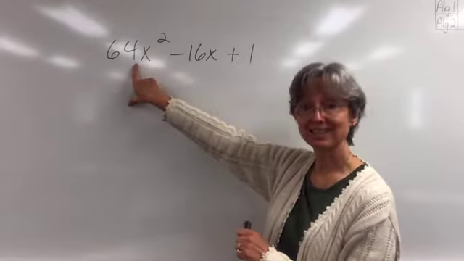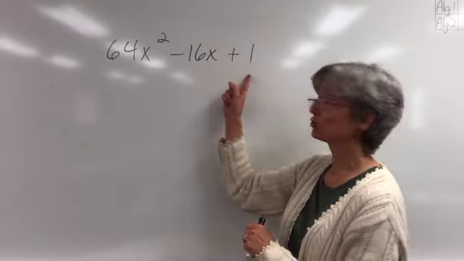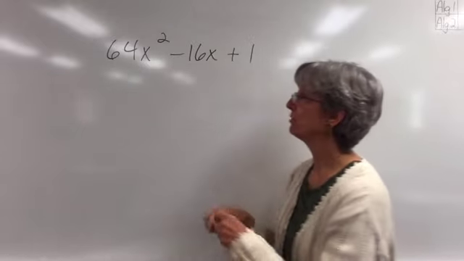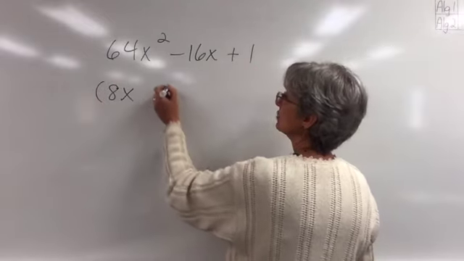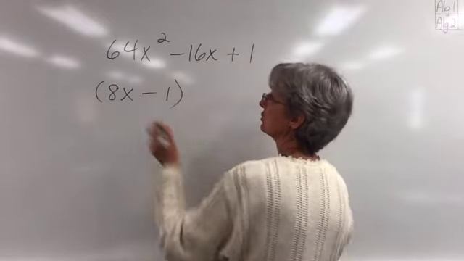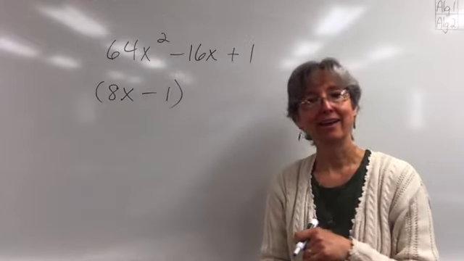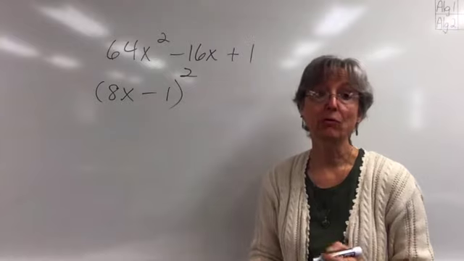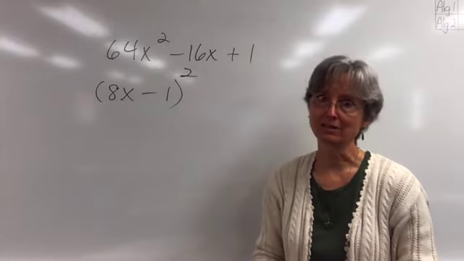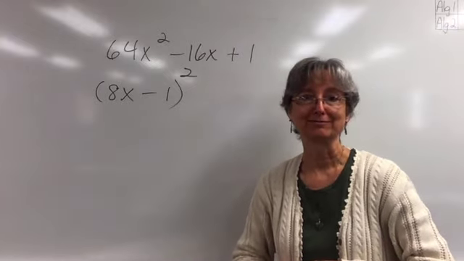For instance, this is a perfect square, and so is this. The square root of this is 8x. The square root of this is 1, and this tells me it should be a negative. And there you go. And you can just FOIL it and see if it works. And in this case, it does.